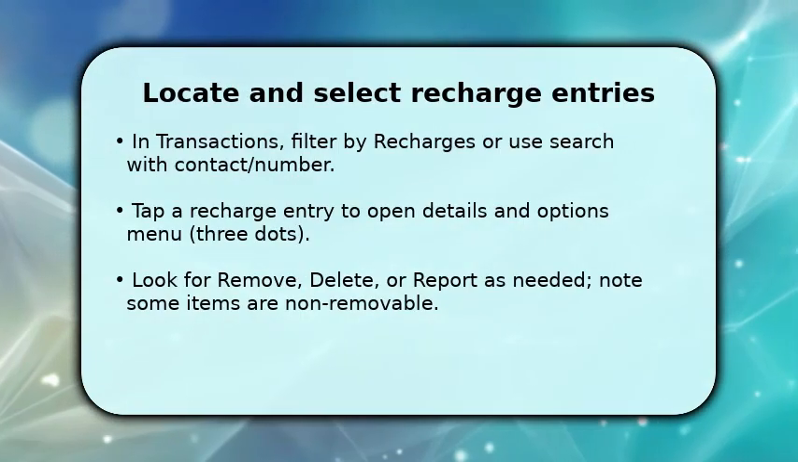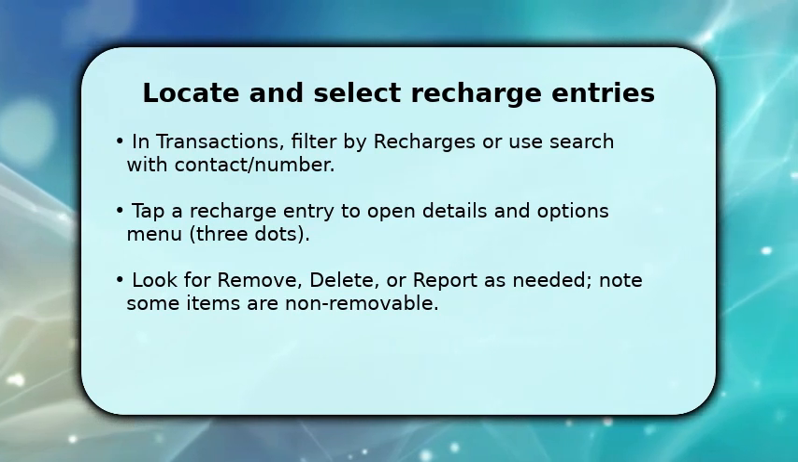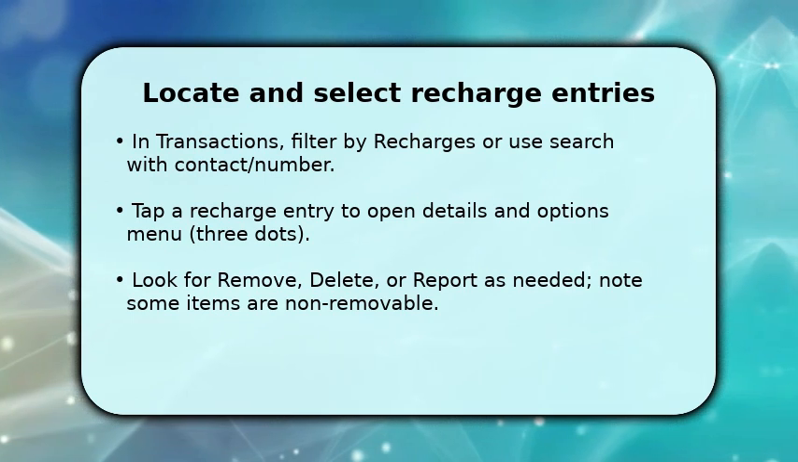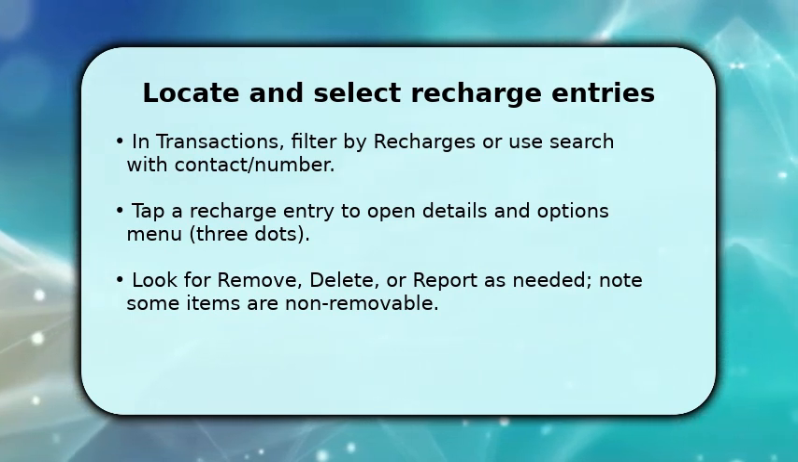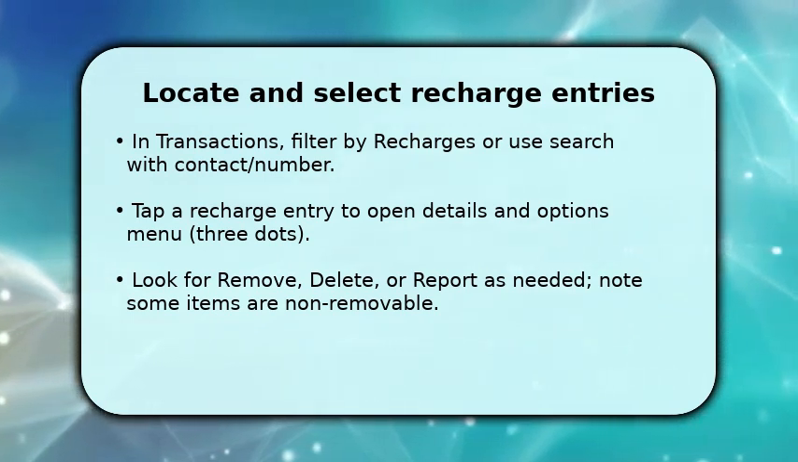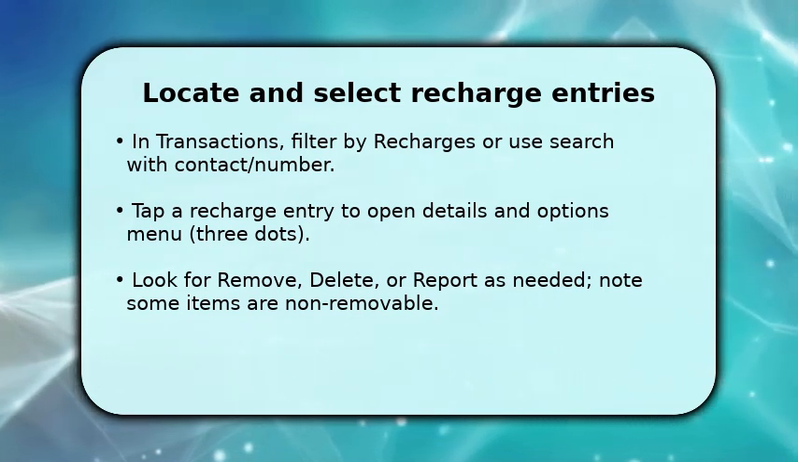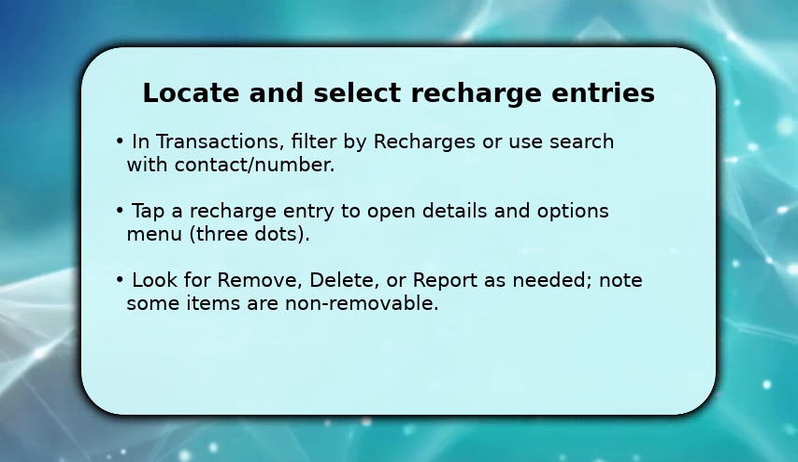Now navigate the transaction list and filter for recharge or use the search box with the phone number or merchant name to narrow results. Once you find a recharge, tap it to open detailed information. This reveals the three-dot menu or More Actions button. Use that menu to see available options like Delete, Remove, or Report.